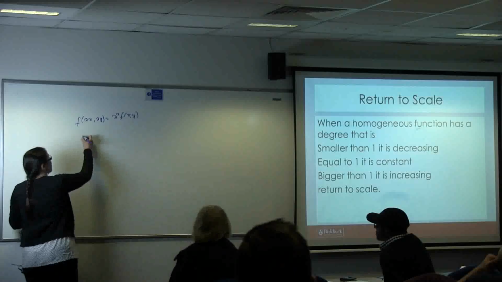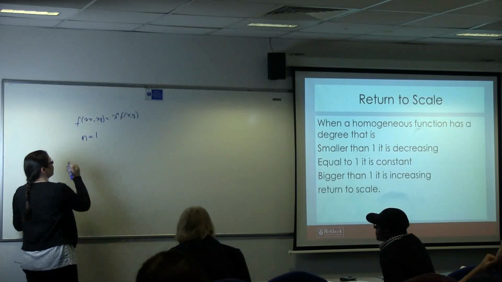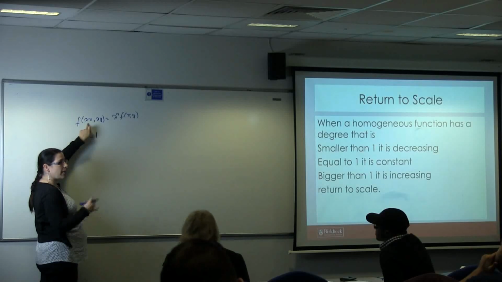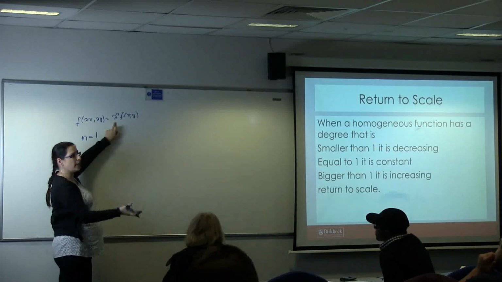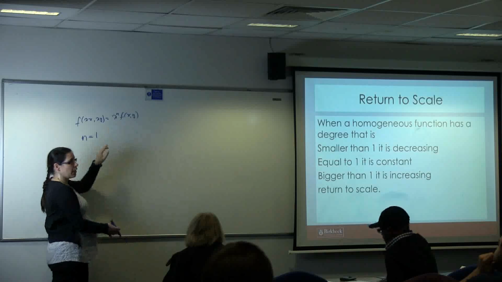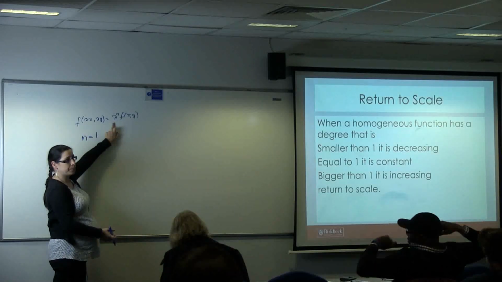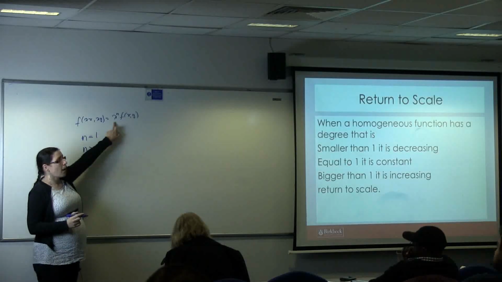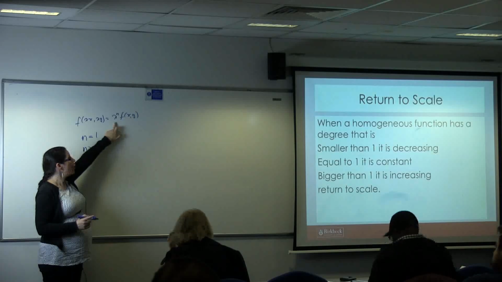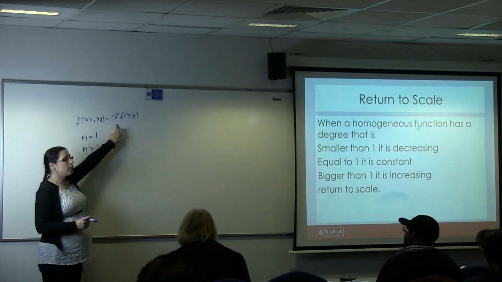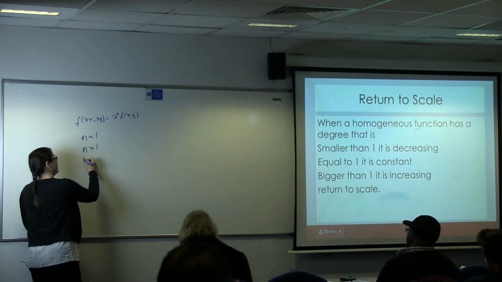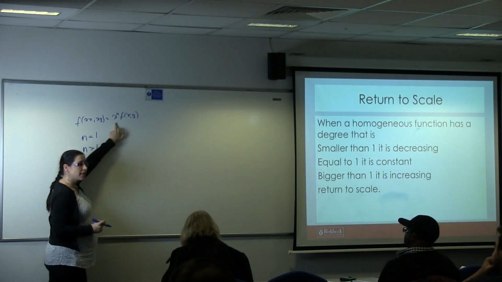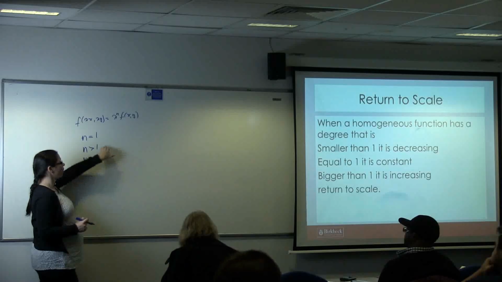Okay? Now, if n is equal to 1, then by how many times I increase my input, my output will come out as many times increased. So if I doubled the input, the output will double as well. If my n is bigger than 1, I'm going to end up with a higher than lambda output increase. So if I doubled the input, my output will be bigger than doubled. And if n is less than 1, then even though I doubled my input, my output will increase less than double. So this is the difference in here.